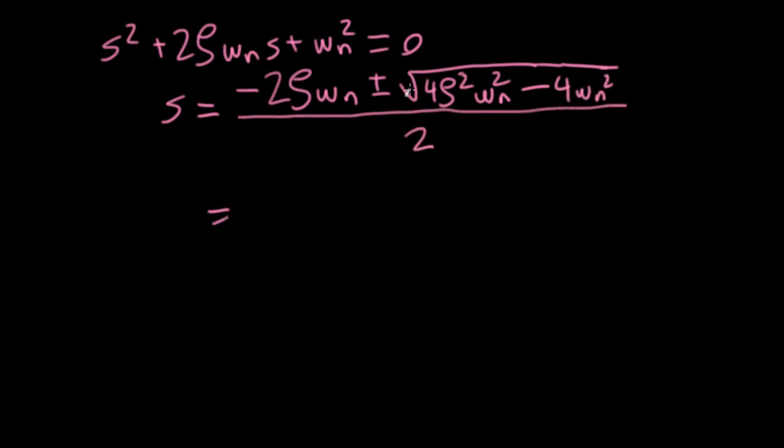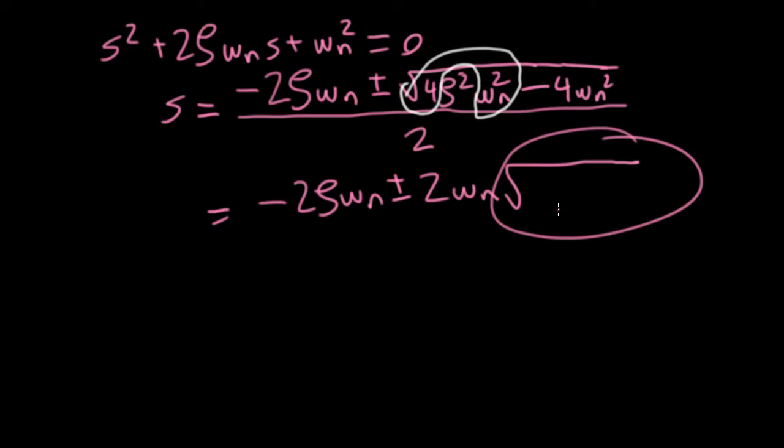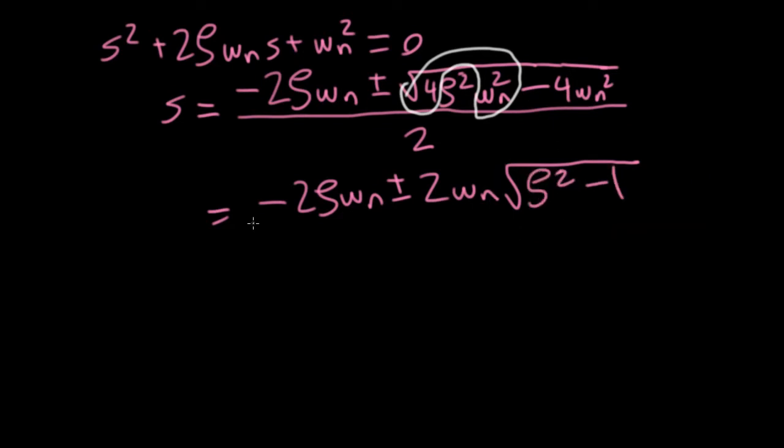Let's see, I'll be able to pull a square root of 4, which is 2, and a square root of omega n squared, which is just omega n, out. So here I'll have 2 times minus zeta omega n plus minus 2 omega n. That's pulled out of the square root sign. And then under the radical, why is this called the radical? Anyway, I'll have zeta squared minus 1 left over. And this is all over 2.